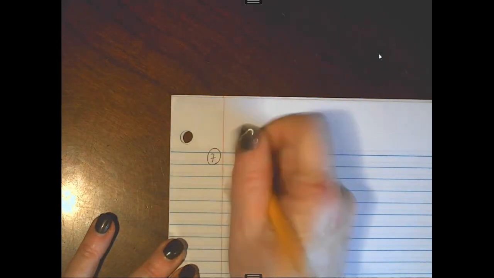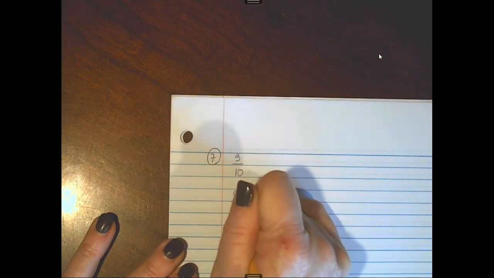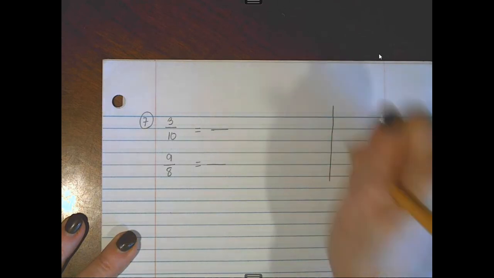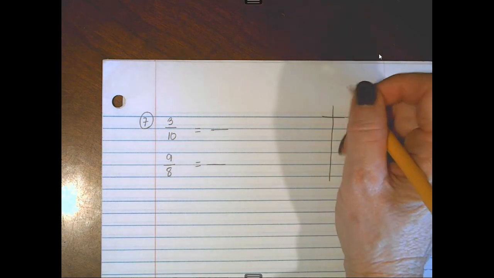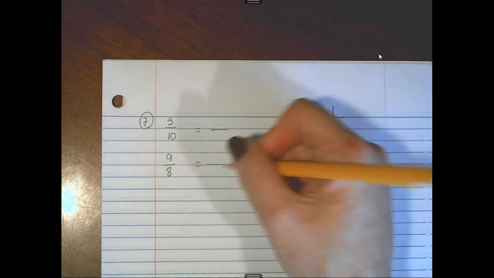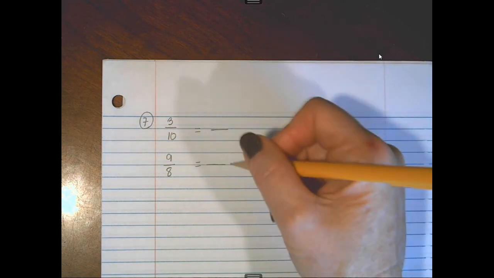Number 7, we have 3/10 and 9/8. This is a case where we could use the easiest common denominator, and 8 times 10 is 80. But I'm going to show you, just because I'm really good with my times tables, because I've been doing 5th grade a long time, that I also know there's a smaller common denominator. When I can find it, or suspect that there is one and I locate it, it's going to help me on the back end of my work because I won't have to simplify my answer.